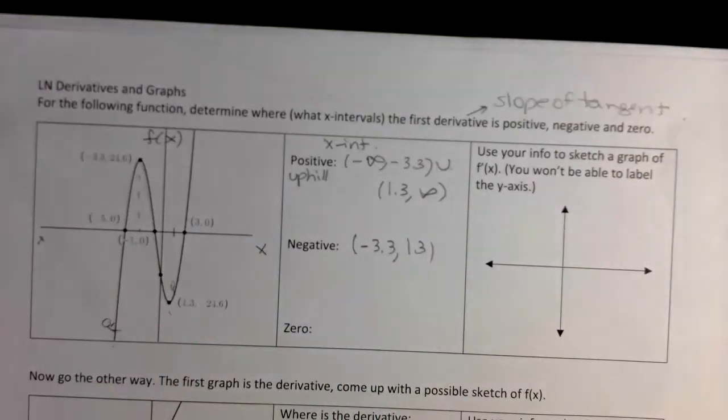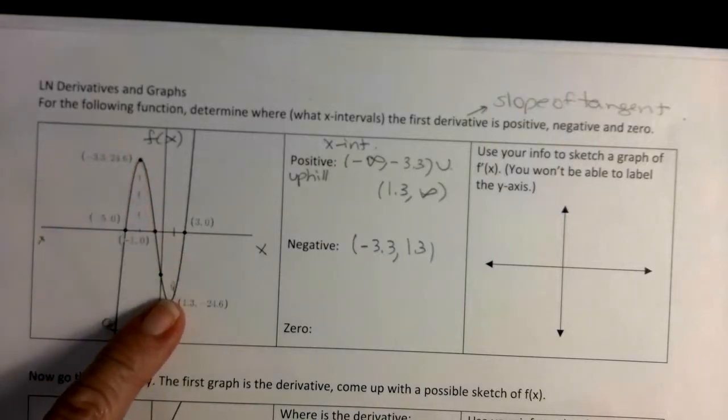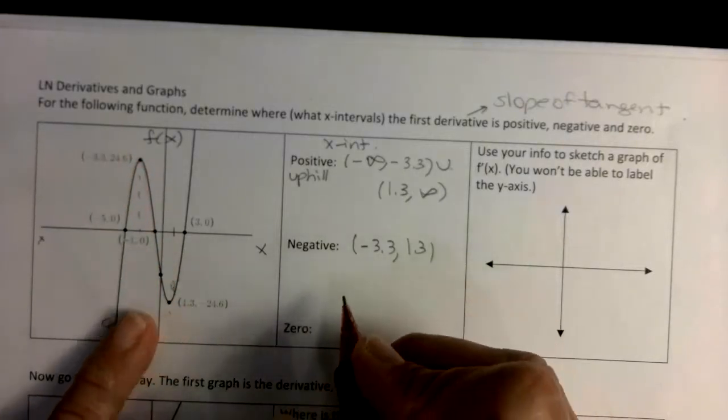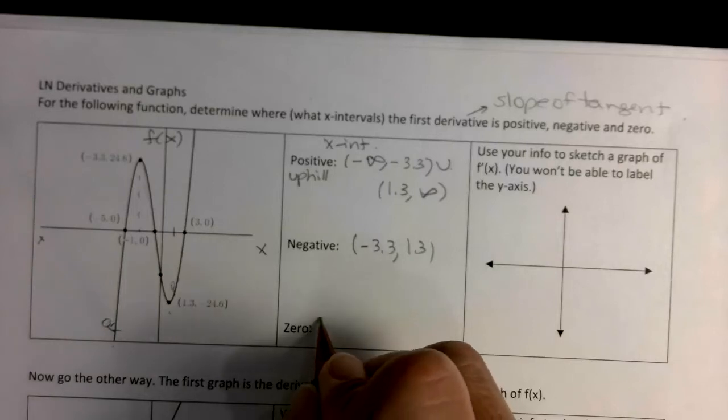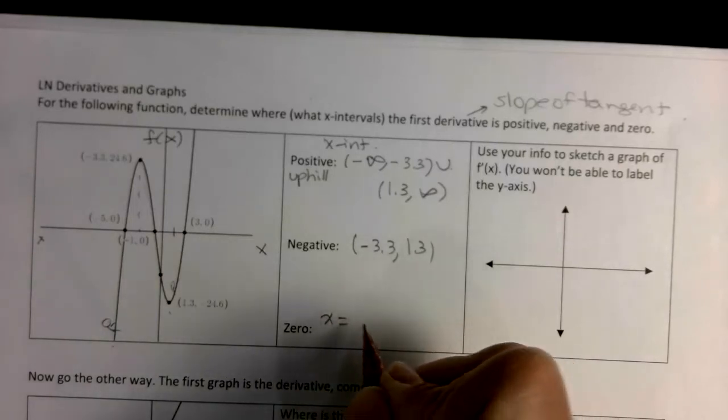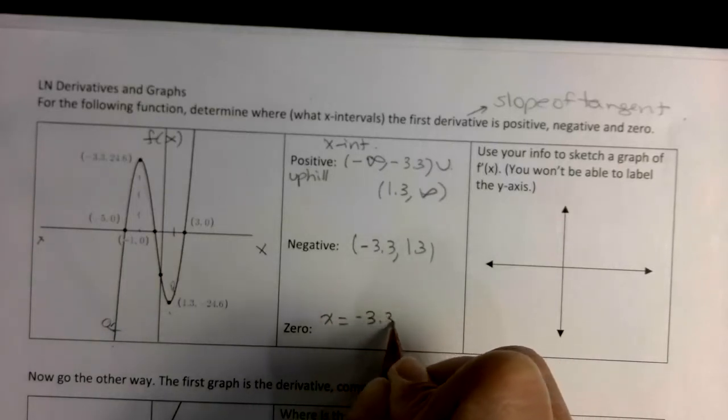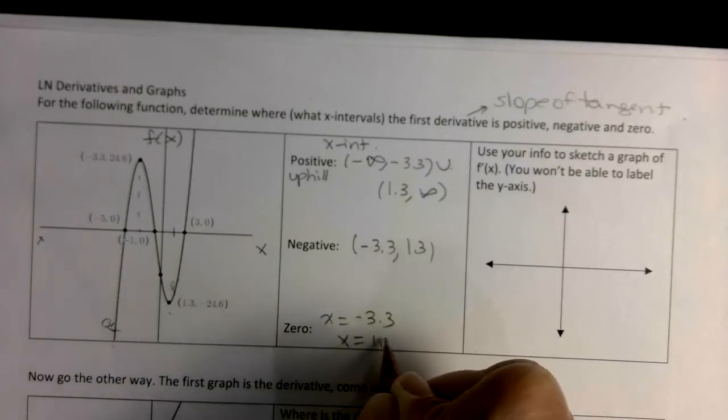Okay. So where are they zero? Well, they're zero at the top and the bottom, at those resting places where you change from going uphill to downhill. So we have two of those. So one is at x equals negative 3.3, and one is at x equals 1.3. Okay.